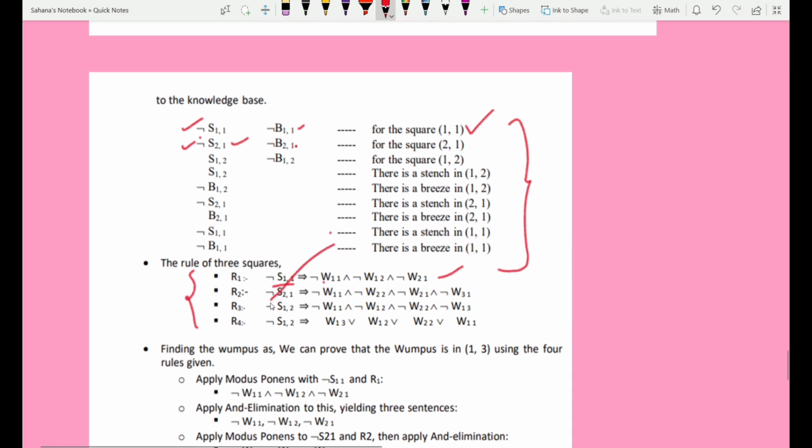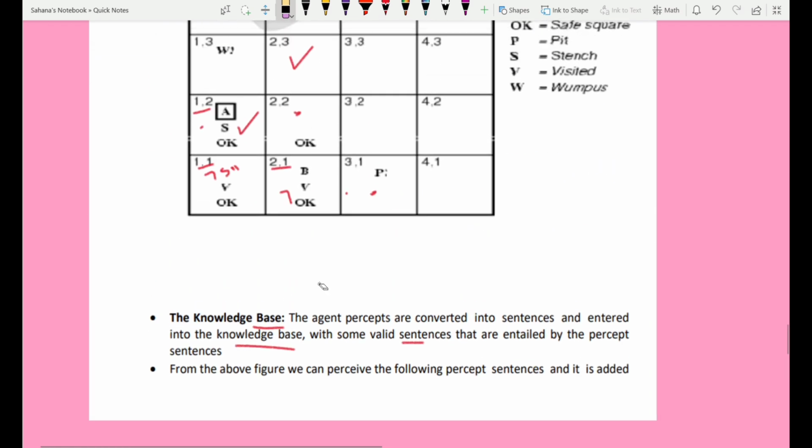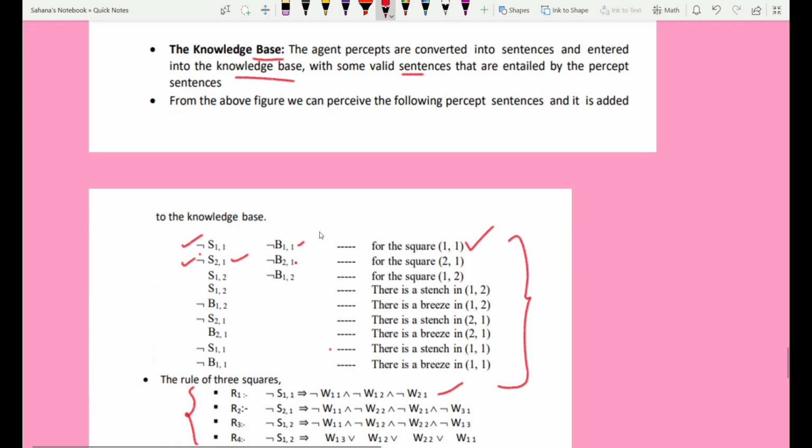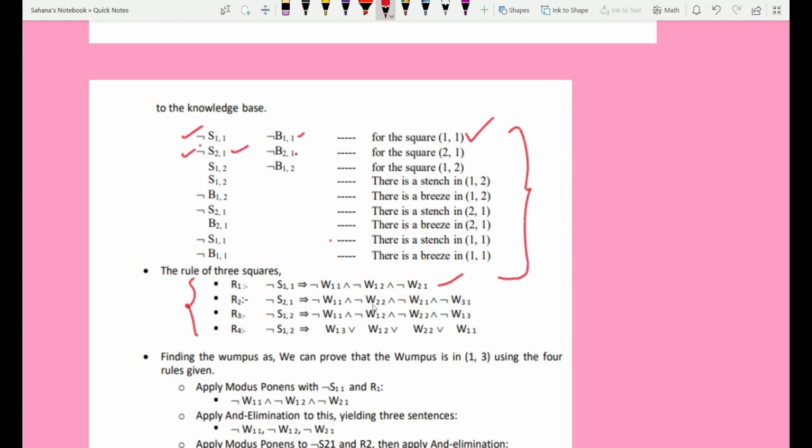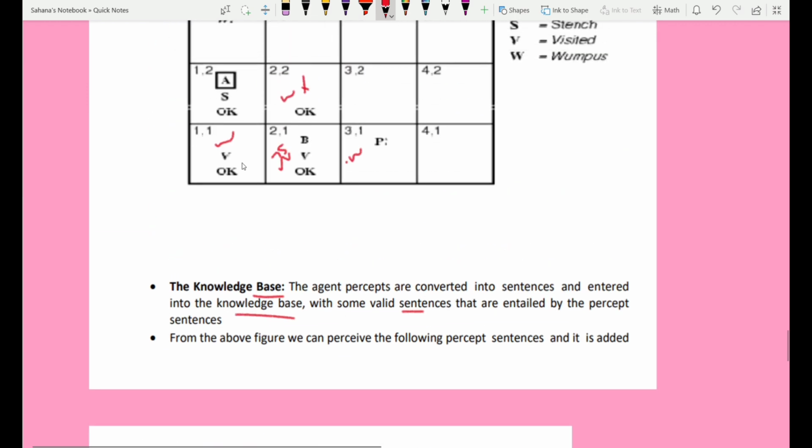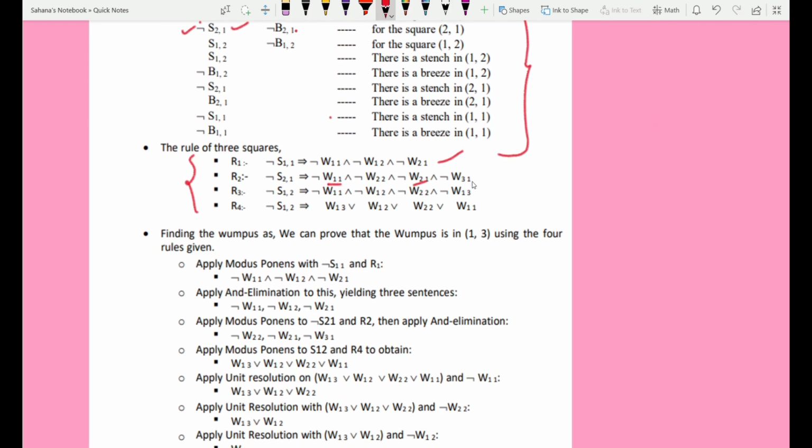And if the stench is not there in square 2,1, if there is no stench, it means the Wumpus won't be there. So negation of W21, negation of W11, negation of W22, negation of W31. Okay, like this we will write.